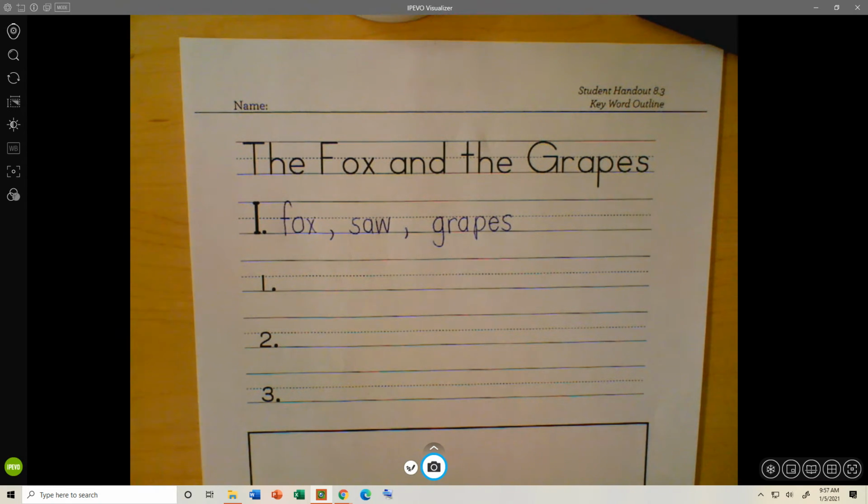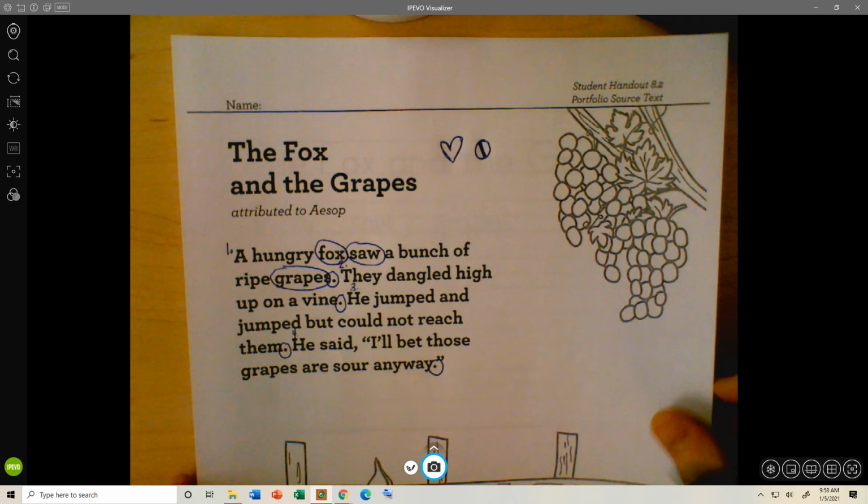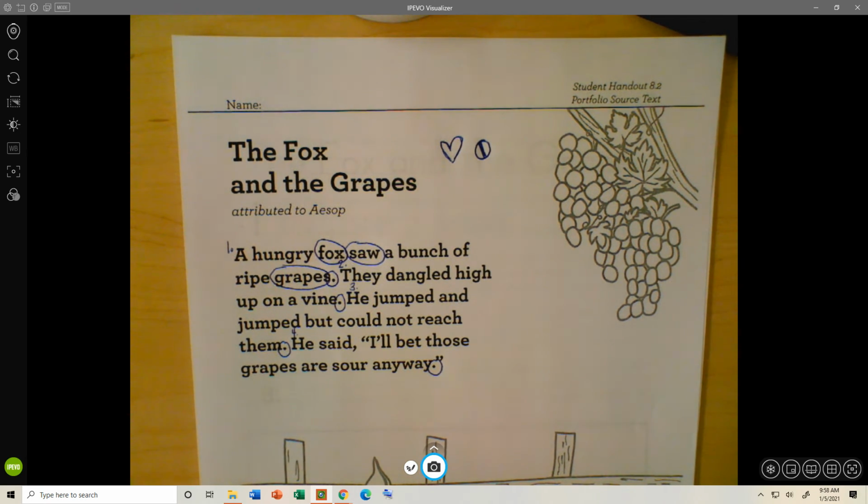Now, we're going back to our story, okay? Because we finished the first sentence, so now we need to go into the second sentence, all right? So I'm going to pull my story back up. And who wants to read the second sentence? Jack.